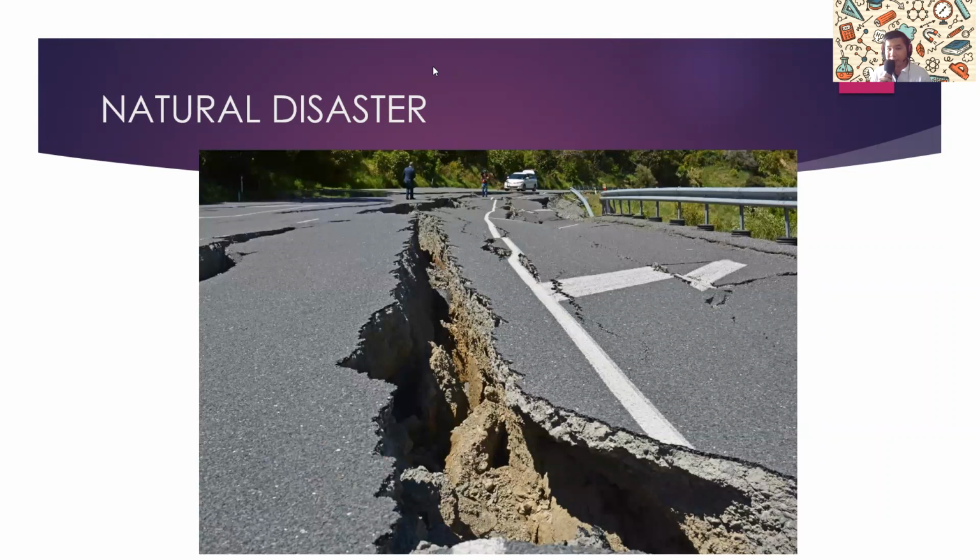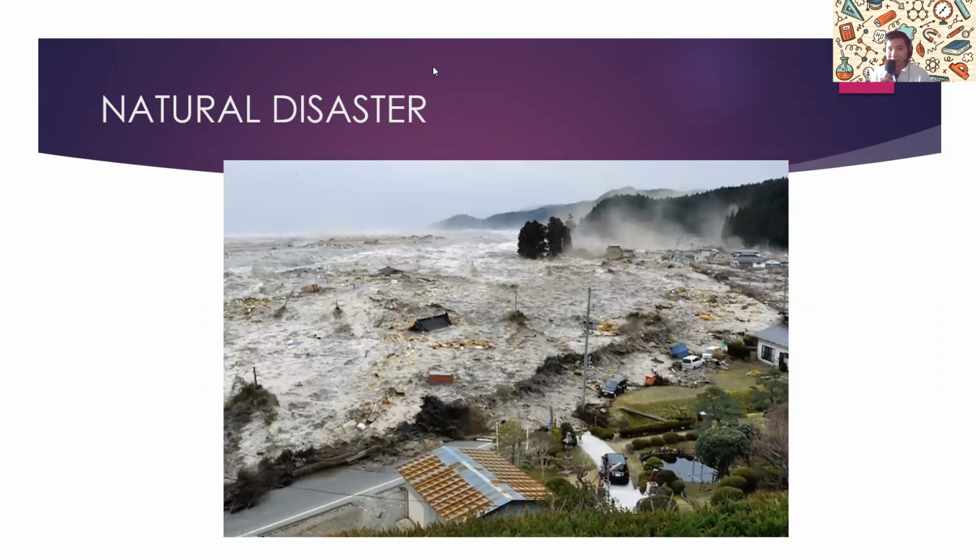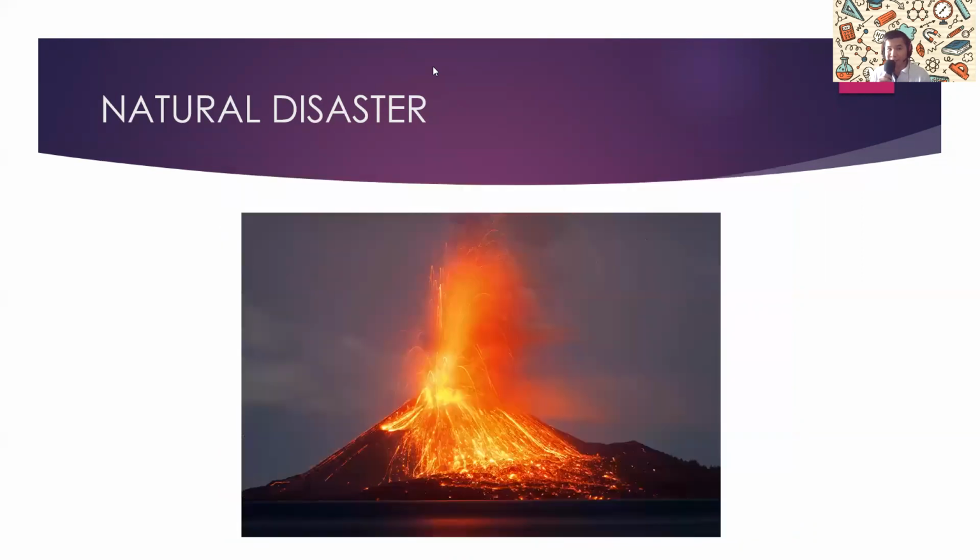Next is earthquake. Usually earthquakes come from the movement of the earth. Sometimes it also comes if there's a volcanic eruption. Next, we have a tsunami. A tsunami is usually caused by a volcanic eruption underwater. If there's a volcano underwater somewhere nearby, it will cause a tsunami once the volcano erupts or explodes.